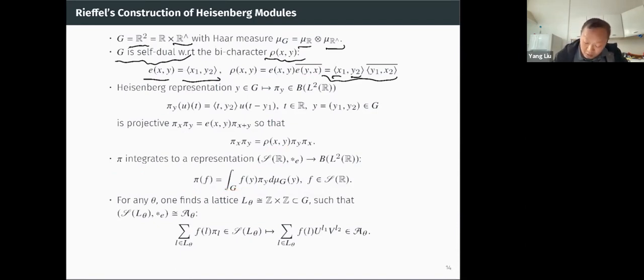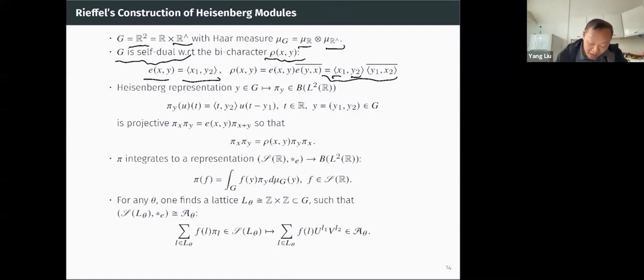Here I put a star, which means that the algebra structure is not pointwise multiplication; it's the convolution twisted by this cocycle. This multiplication is defined so as to make it a representation. You can write down the convolution using this formula. This is the standard exercise in harmonic analysis. Then to recover A theta, now you have a Schwartz function on R, you just restrict it to some lattice.